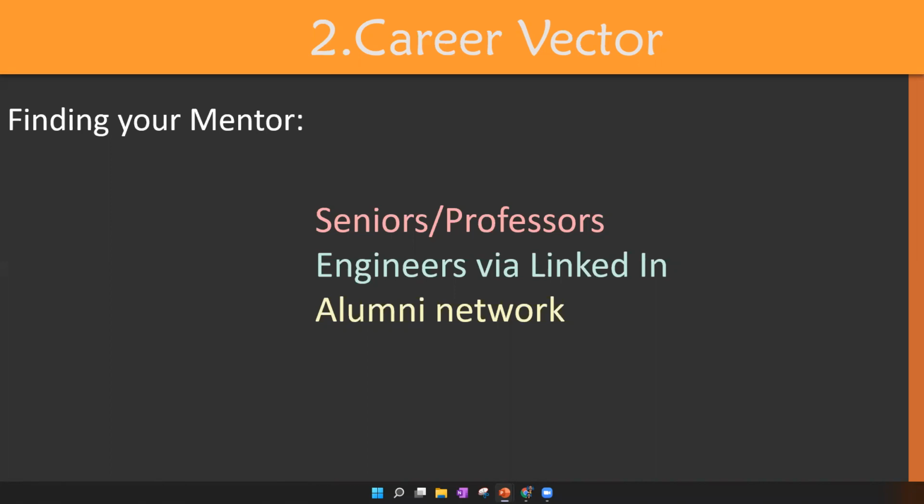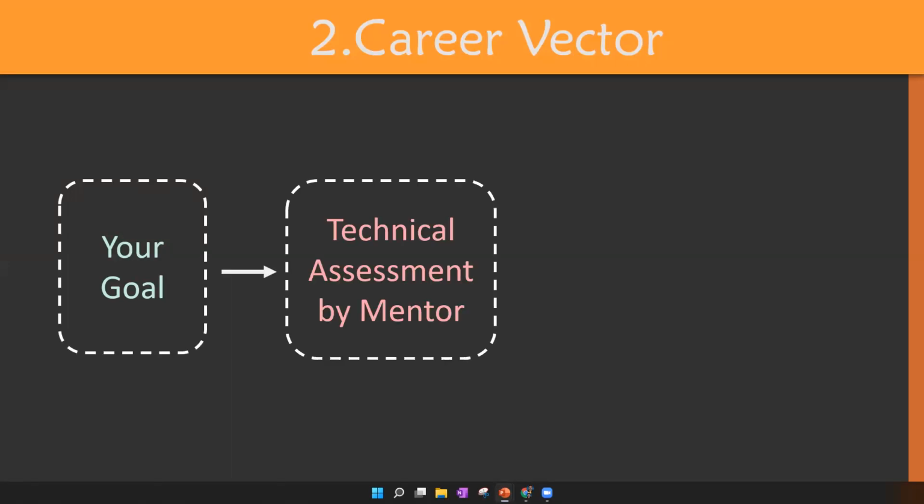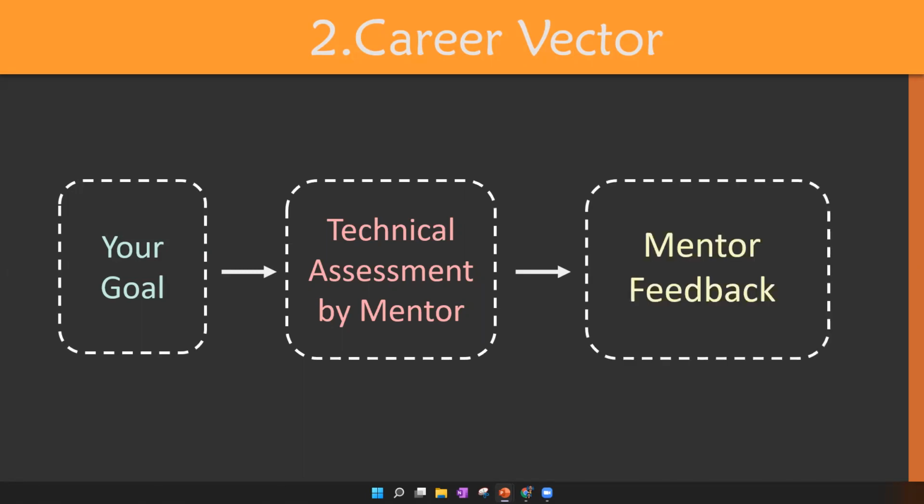Now, having found a mentor, you can request the mentor to evaluate you. You have a certain goal, and now you ask the mentor to give you an assessment. As of today, let's say you're in your second, third, or even fourth year, you can request your mentor to give you a technical assessment. You ask, this is my goal, can you tell me where I am with respect to this goal? The mentor will give you feedback, so you have something concrete to work upon.